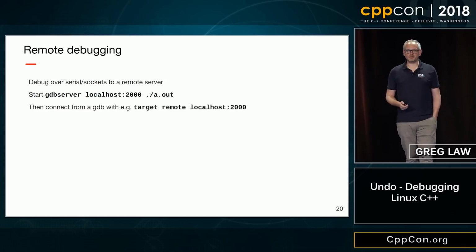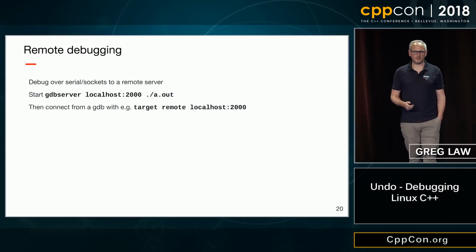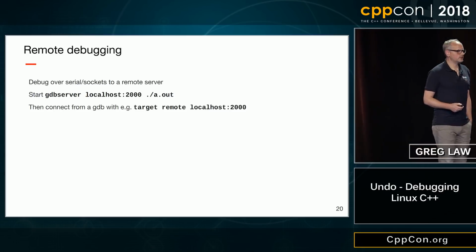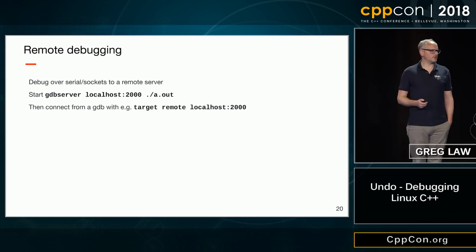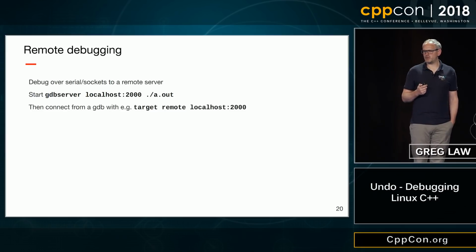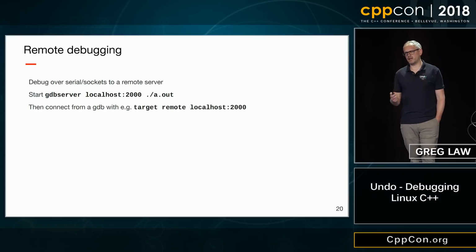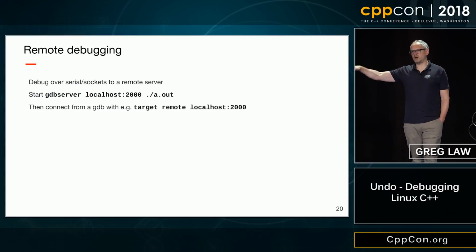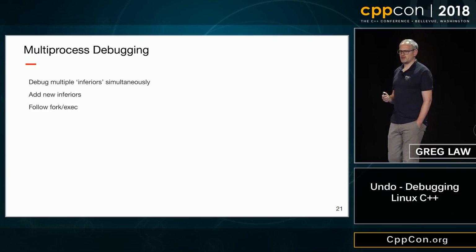Remote debugging I touched on. I think I'm going to just put that up there. I mean, it's very simple to use on the same machine. So here we're debugging over a socket. So you need to run this GDB server, which is this little stub application that GDB will connect to over a socket or whatever, which itself will then debug the inferior using ptrace, right?